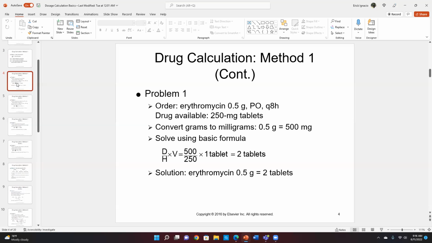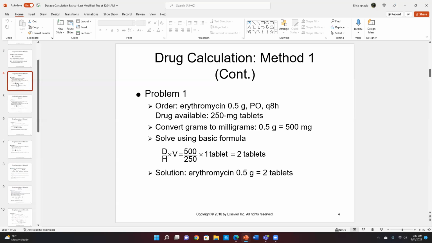So 0.5 grams equals 500 milligrams. Just to make sure that you understand what's going on here, we moved our decimal from between the 0 and the 5, we moved it 3 spaces to the right, and that's how we got 500 milligrams.